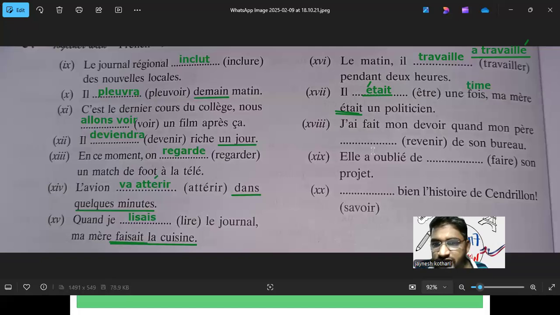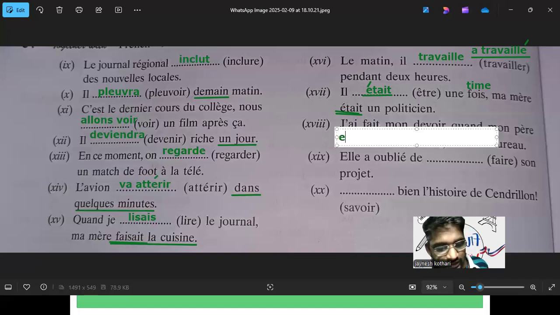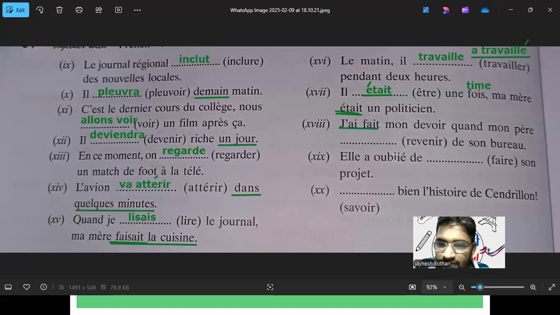Number 13, j'ai fait mon devoir. I did my homework when my father came back from his office. Look now, this is past tense. They're using passé composé over here. I will also use passé composé. I did my homework when my father came. So now revenir will come with être, sir. So revenu, a revenu. So I did my homework when my father came back from his office.